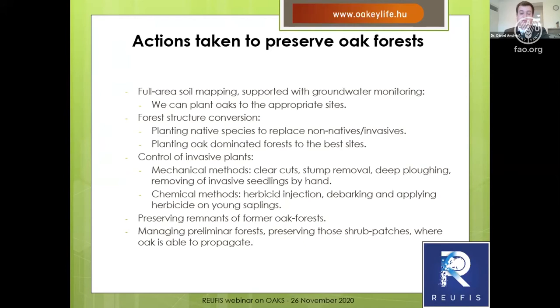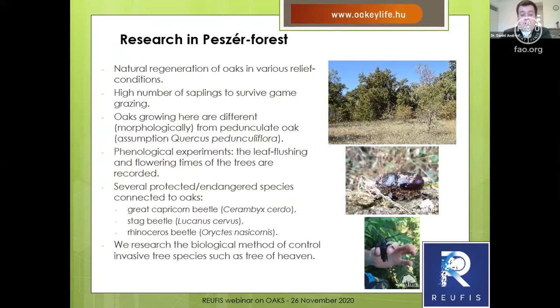The research in the Peszér Forest is also interesting and important. Natural regeneration of oak is very rare in Hungary, mainly in the Great Plain. These oak trees, Quercus robur, regenerate in various relief conditions. A high number of oak saplings survive game grazing. We think there is another oak species on the site. Morphologically, it is Quercus pedunculiflora, pedunculate oak, the English name.